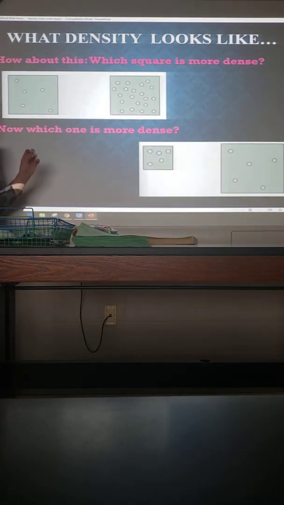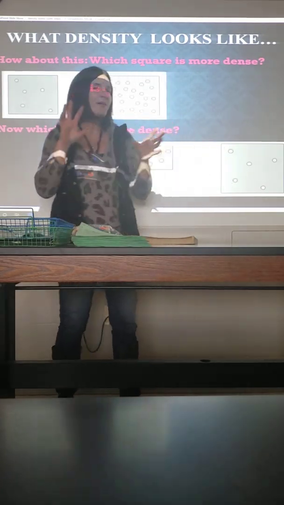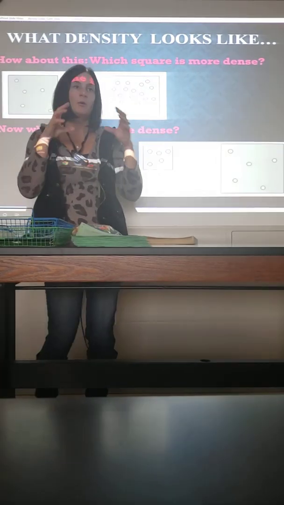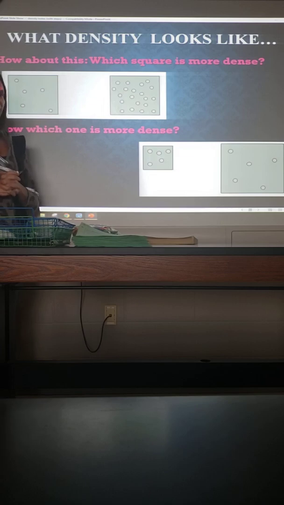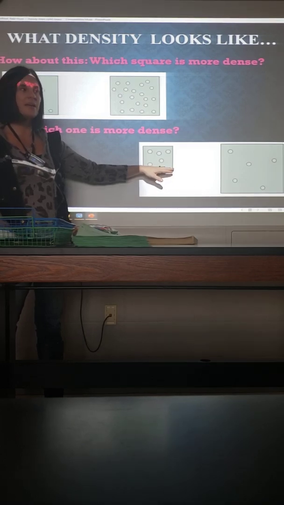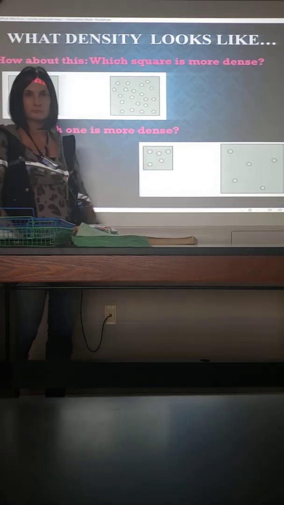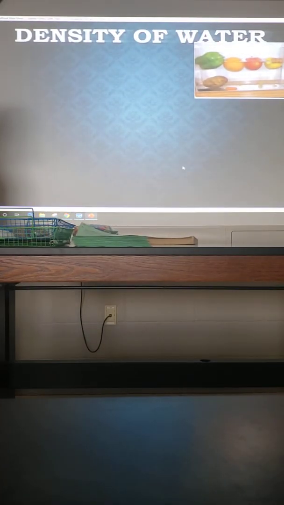Now, let's switch it up. Let's change the volume. So 1, 2, 3, 4, 5. 1, 2, 3, 4, 5. So now the masses are the same, but we have changed the volume. Which one is more tightly packed? Raise your hand if you like the one on the right. Raise your hand if you like the one on the left. Okay, so this one's more tightly packed because the volume is smaller. Okay, good. Let's stop there.